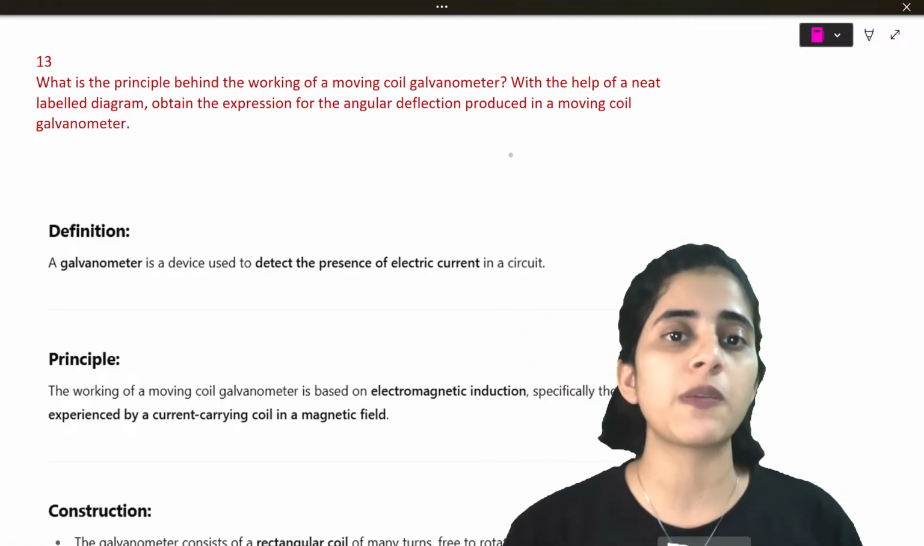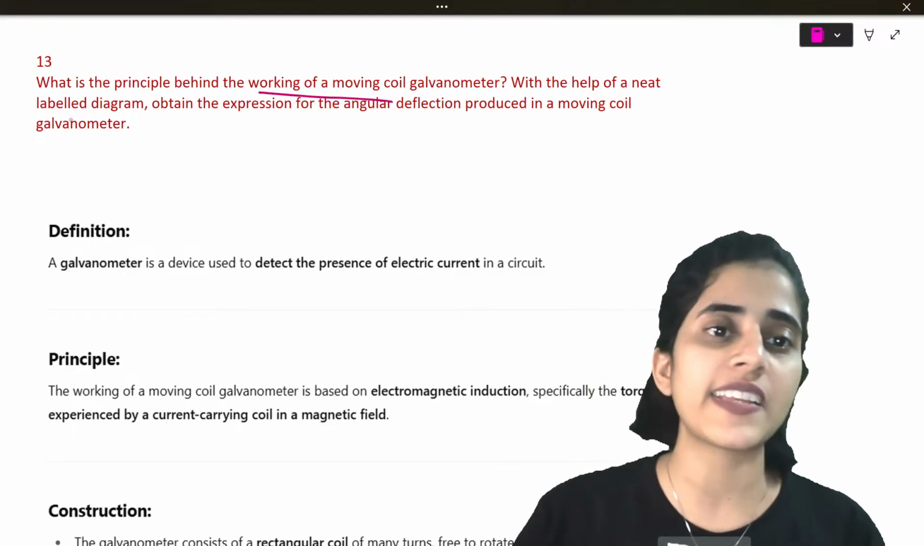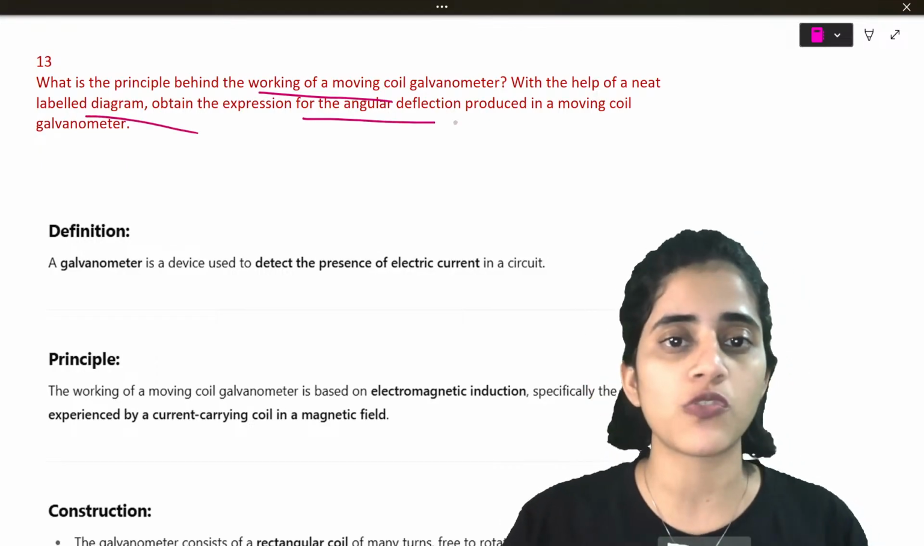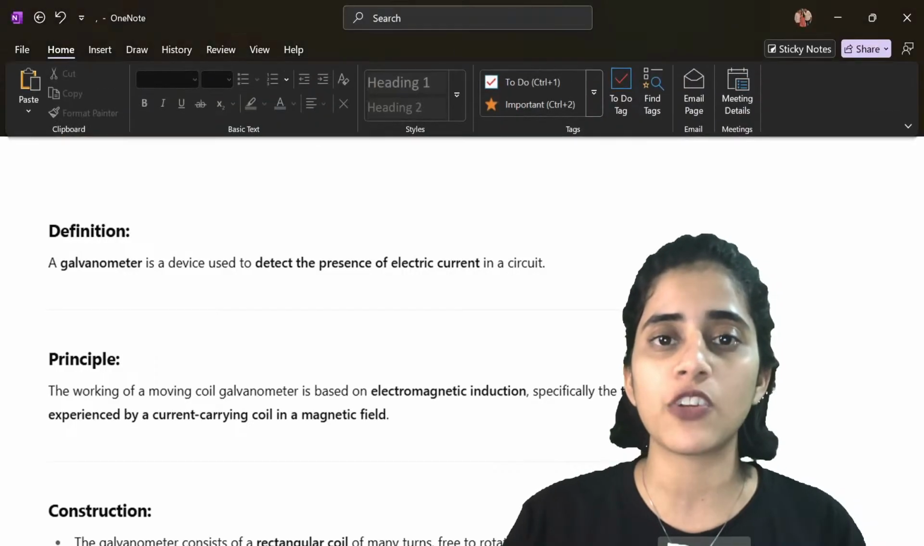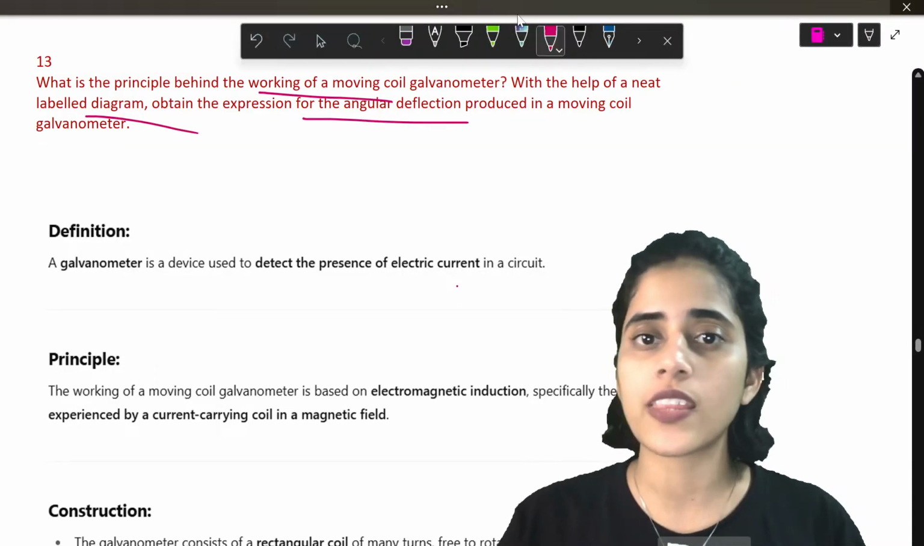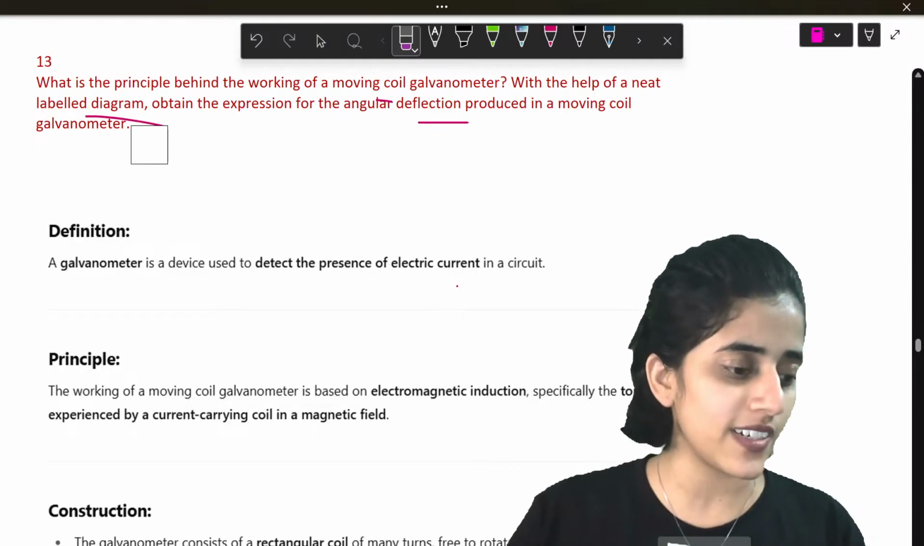Now, what's the principle behind the working of a moving coil galvanometer? With the help of a neat labelled diagram, obtain the expression for angular deflection produced in a moving coil galvanometer. Let's look at that. So, what is a galvanometer?